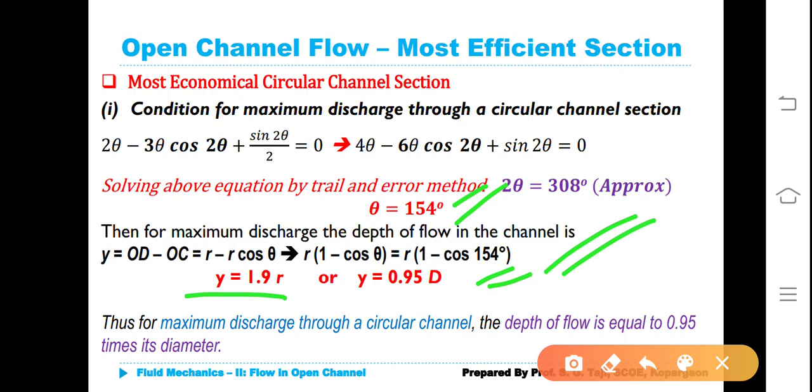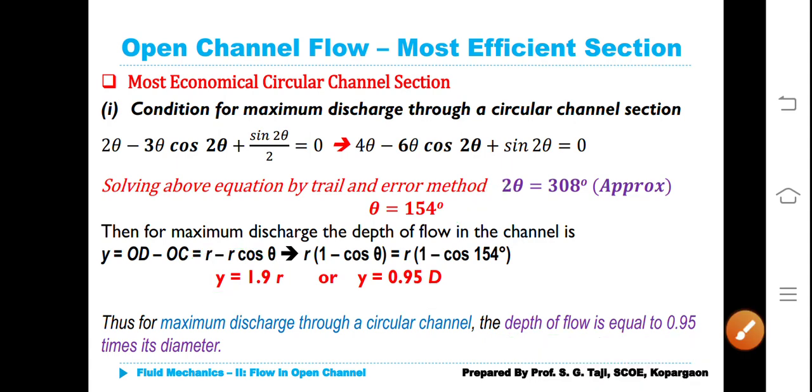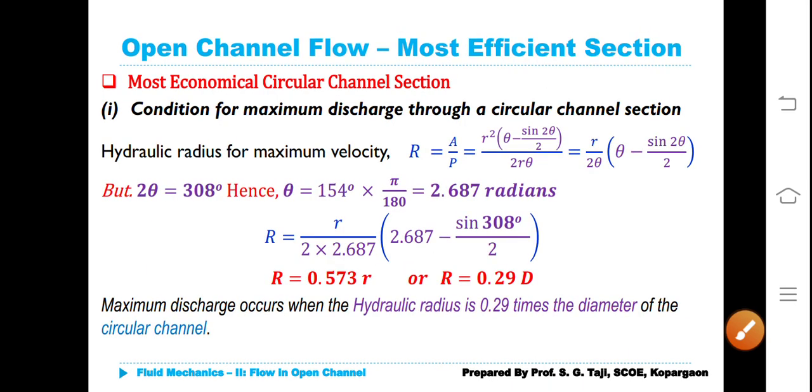Then what should be the condition? For the maximum discharge through a circular channel, the condition is the depth of flow is equal to 0.9 times the diameter of the circular channel section, or depth of flow in the circular channel must be equal to 1.9 times the radius of the circular section.